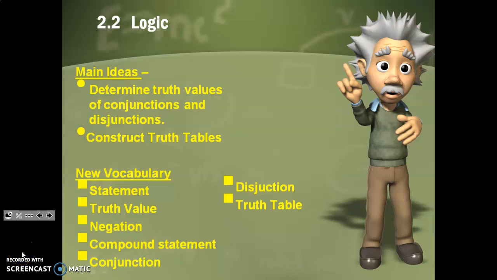All right, welcome to 2.2 geometry. Today we're going to be talking about logic. We have truth terms, conjunctions. Basically, conjunction is just using the word and in between two statements, and then disjunction is using the word or. So we'll talk about that here in a little bit.